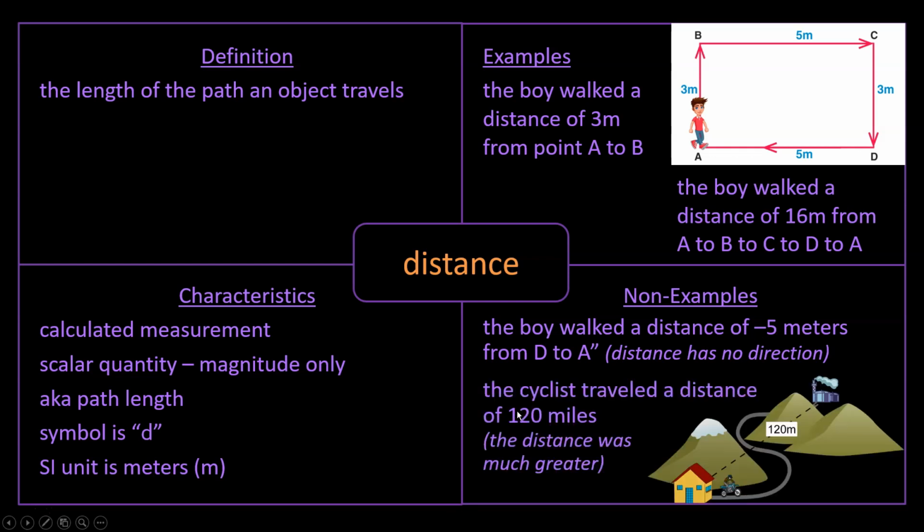And lastly, the cyclist traveled a distance of 120 miles. So right here we can see the distance between his house and the factory was 120 miles. We might say that's 120 miles as the crow flies, but it's a straight line. So his change in position, or displacement, was 120 miles, but we can see here he had to travel on an S-shaped road, and that, of course, is going to be longer than 120 miles.